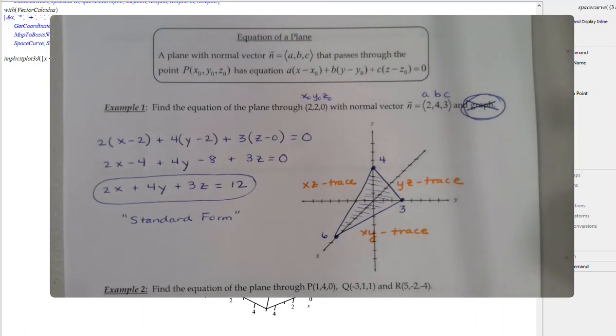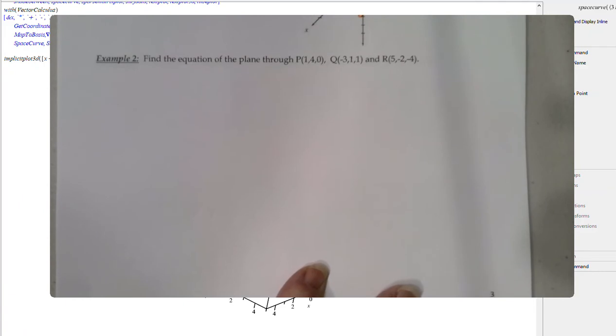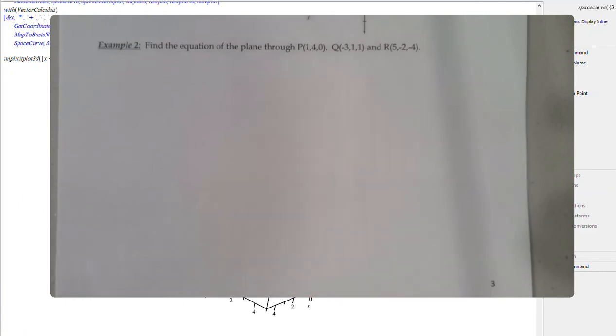You know that 2 points determine a line. 3 points will determine a plane. So in our next example, I've given us 3 points, and I'd like to find the equation of the plane that goes through those 3 points. Now remember, to find the equation of a plane, you need a point and a normal vector.